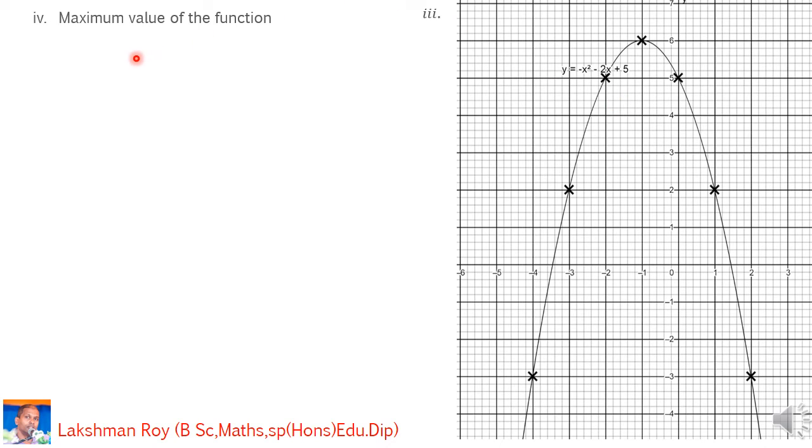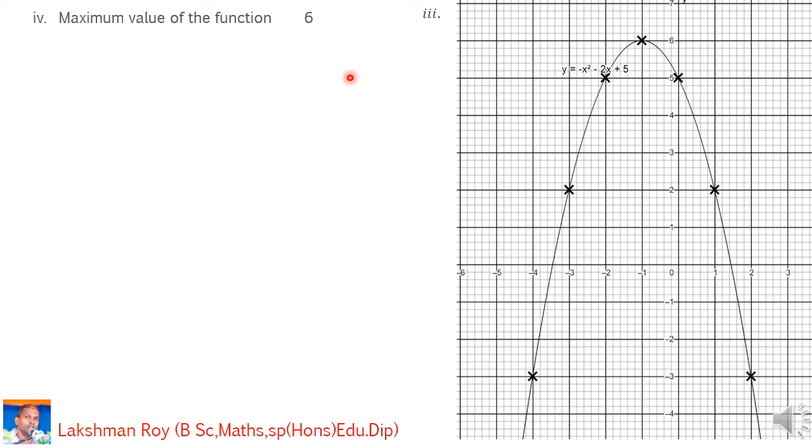Roman number 4, the maximum value of the function. You can see this is a maximum, right? This is a parabola with a maximum. You can see the coefficient of x squared is negative, so negative means this has a maximum value. When you draw the graph this way, the maximum value is here, and you can read it here: that is 6. 6 is the maximum value.